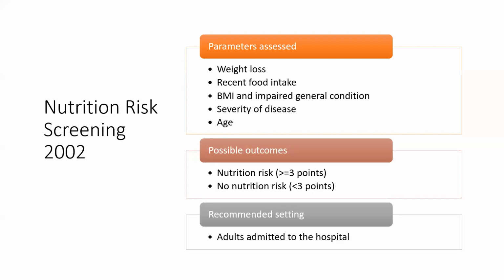Nutrition Risk Screening 2002 assesses 5 parameters: weight loss, recent food intake, BMI, severity of disease, and age. And if the score is 3 or more points, this patient is defined as at nutrition risk.